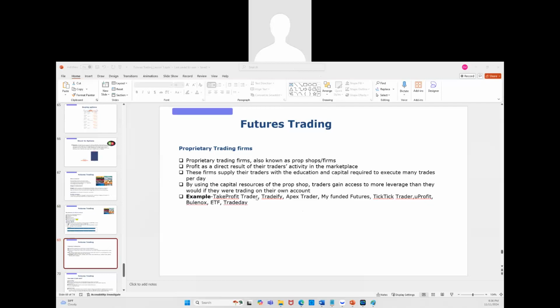We have Take Profit Trader, which is what I use. We have Tradify, we have Apex, we have My Funded Futures, Tick Trader, we have UProfit, we have Bulenox, ETF, we have Trade Day. All of these have their advantages and disadvantages, but the best one that I have seen is Take Profit Trader. They don't charge you too much. They take just 20%, and you can take your money to your bank account every blessed day. They pay you every day. Some of these other ones pay you once a month, some once every 2 weeks.